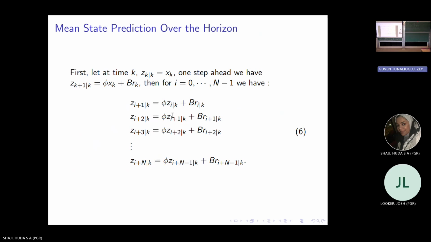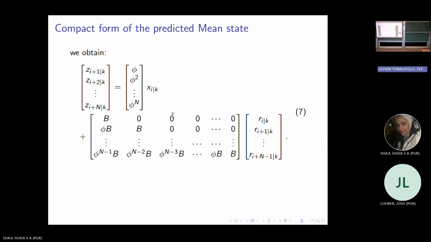And we can see from here that we have a term related to Z i plus 1 given K. So we will substitute this term here, simplify it, and get a nice form for it. Do the same thing for the next one. After we simplify this one, substitute here, and continue like this until we reach our horizon. So we will get these matrices. We will call the first one O1, and this one M1. And we write it in compact form like this. So we get the prediction for the mean state, written in a compact form.